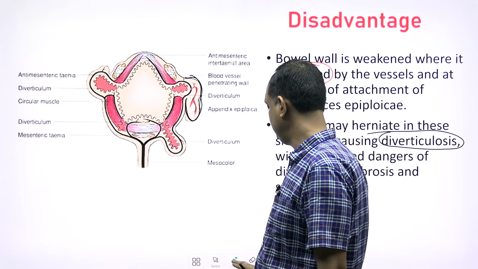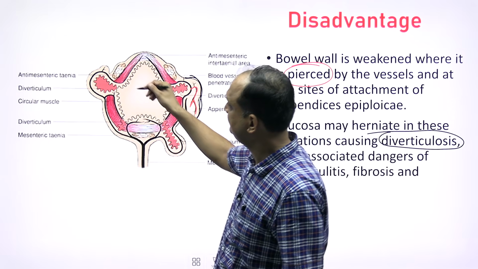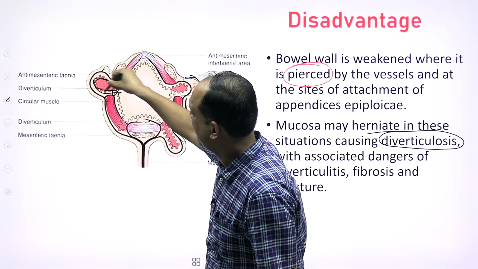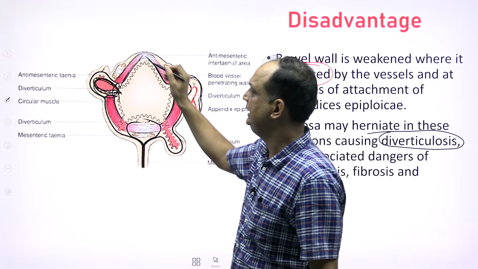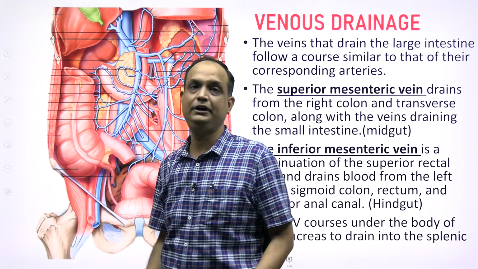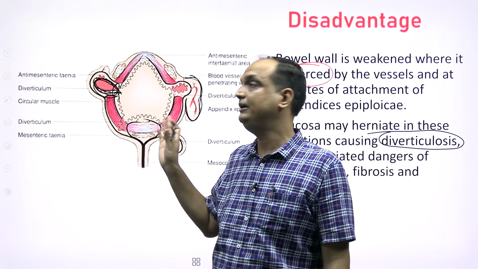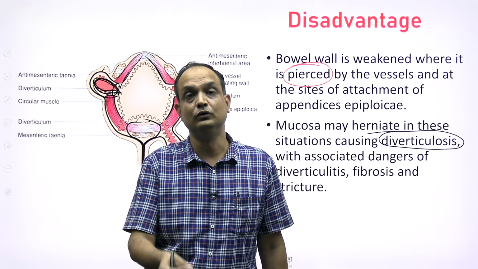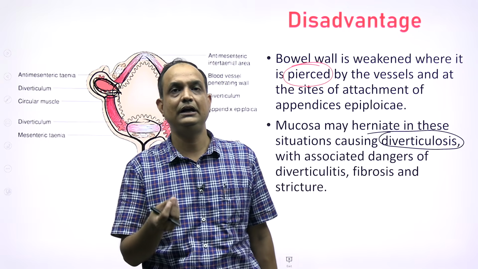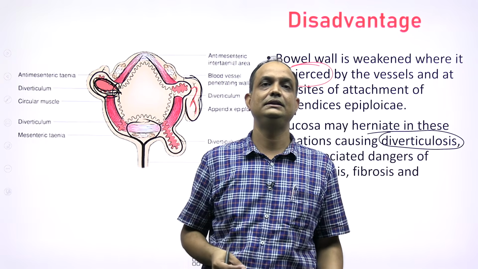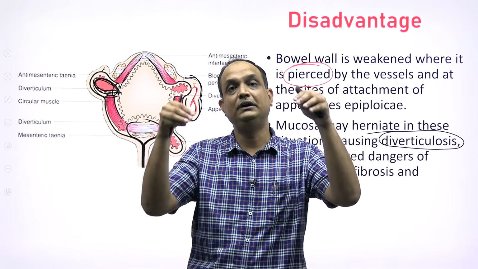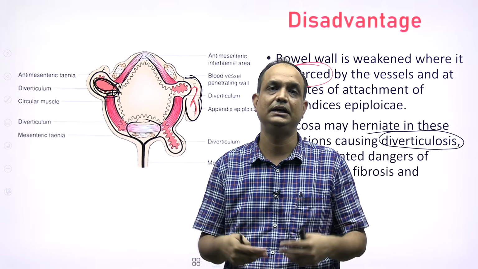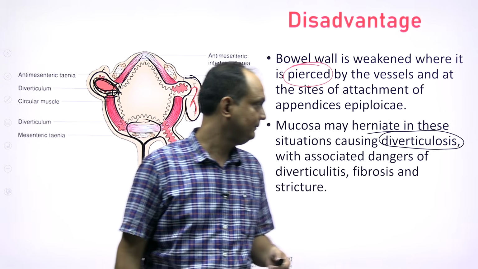So, in this image you can see that suppose this is the point of the insertion of the blood vessel. So, this mucosa will pop up, and this pop up area is now known as diverticulum. What is that known as? Diverticulum. So, this is a very commonly asked question: diverticulosis is common at which points of the colon? Answer is the points where the blood vessels puncture or pierce the wall of your large intestine to approach the inner side.